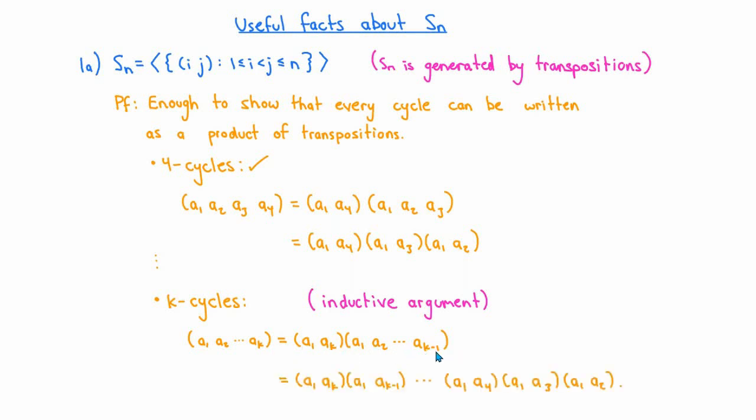Well, at this point we can continue in this way and write this k-1 cycle as a product of transpositions, (A1 Ak-1), (A1 Ak-2), all the way down to (A1 A3) and (A1 A2). That shows that every k cycle can be written as a product of transpositions, and it completes the proof that the symmetric group of degree n is generated by the collection of all transpositions.